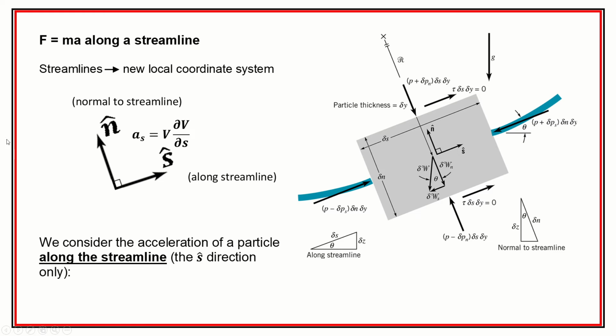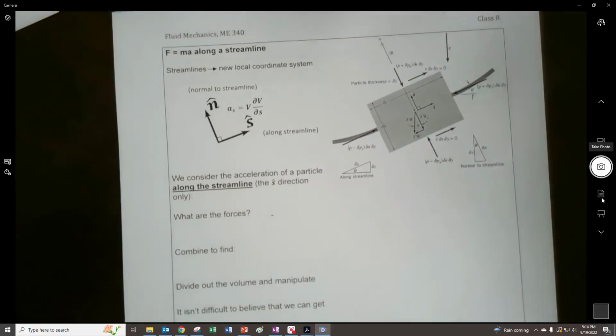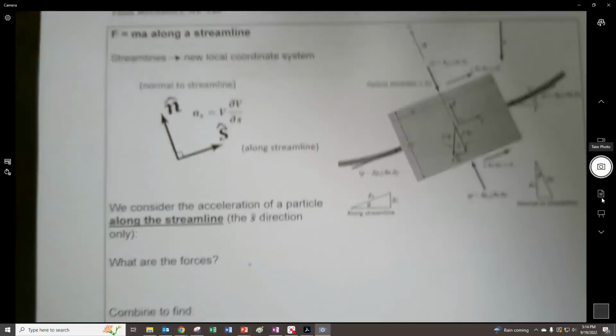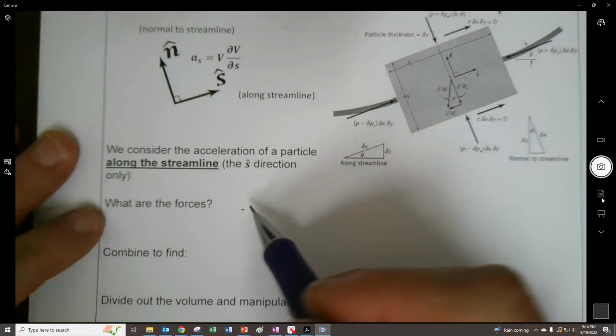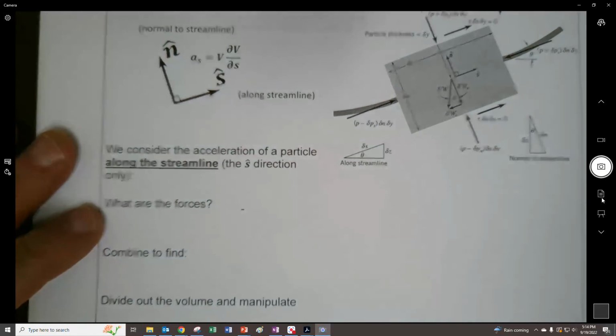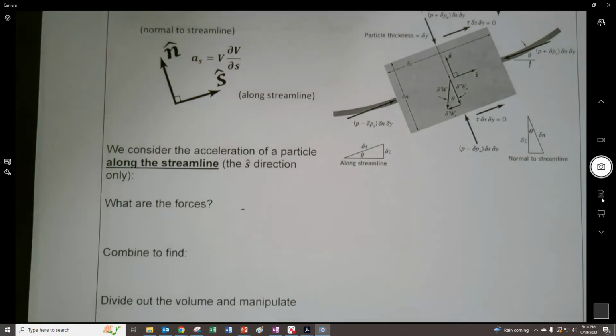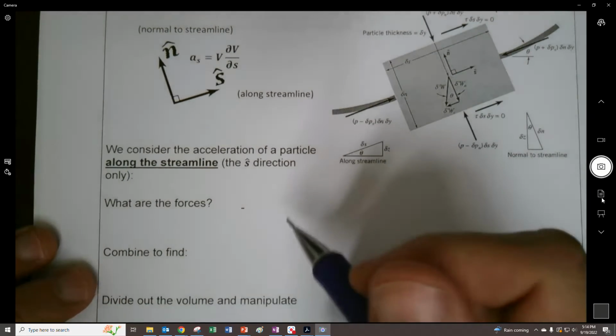Try to be smooth. Now, the acceleration we're going to use is, instead of the time-based acceleration, that alternate term for acceleration, where it's the velocity times the change in velocity over the change in position. So that's our go-to acceleration right here. So we take a look at what the forces are that are acting on this. Well, we have pressure forces and we have weight forces.